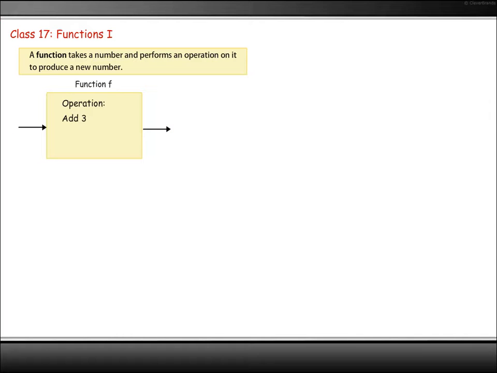Of course, the number you put into the function could be any number. Call it x. The number that comes out the other side is f of x. In the function, you add 3 to x. So the function, f of x, is equal to x plus 3. Find f of 1. To find f of 1, everywhere you see an x, put in brackets, and fill the brackets with the number 1. Therefore, f of 1 equals 4.